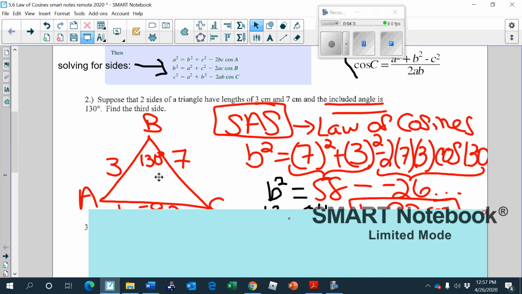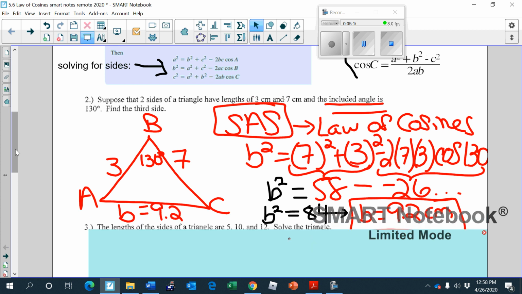Okay? And you're going to have these formulas in front of you at all times. All right, so I get b squared is equal to, if you throw this whole thing in your calculator, I do it in steps, like I did 7 squared plus 3 squared, I got 58, minus, and then if you do 2 times 7 times 3 times the cosine of 130, you actually get negative 26 point whatever. So now you have 58 minus a negative 26, which means you have 58 plus 26, which is 84. And remember, it does say b squared.